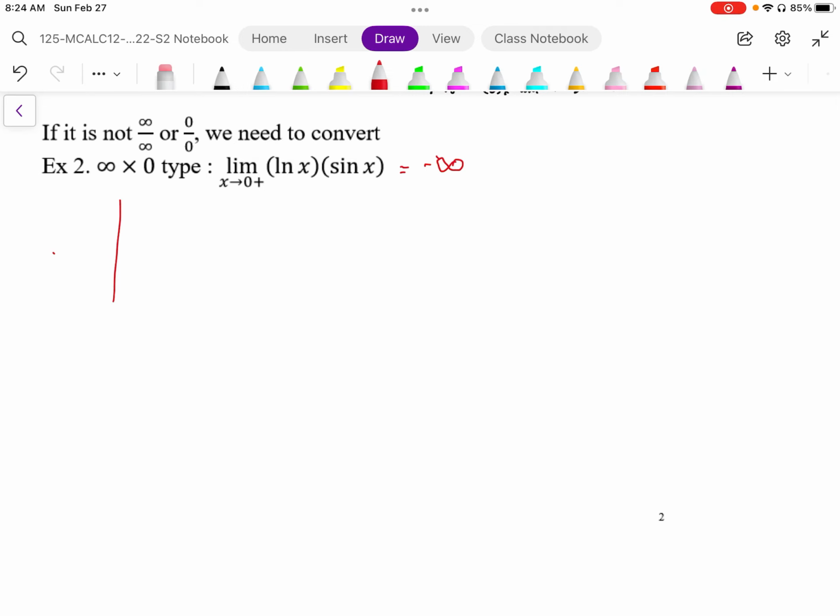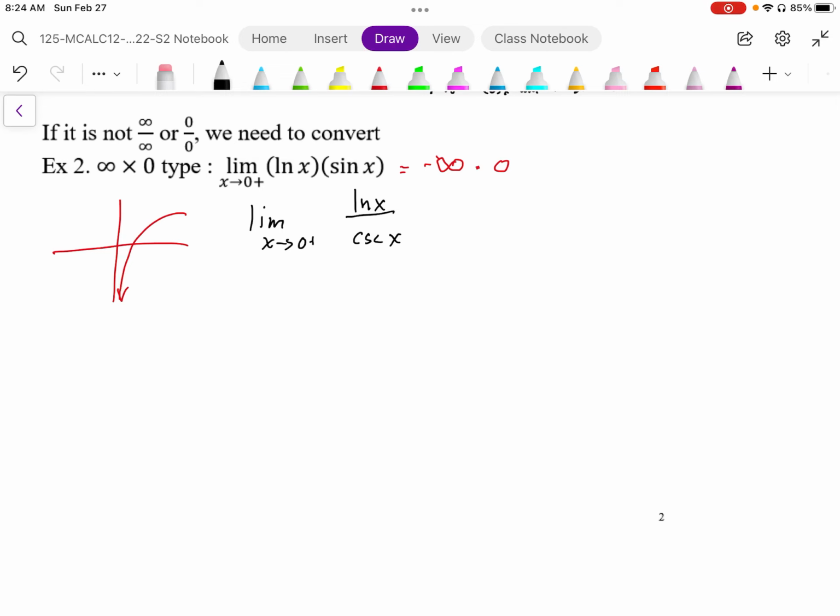And again, if we want to look at what that looks like, we have a log function going to negative infinity, and sine of 0 is 0. So this is one of the indeterminate forms, but we have to convert it into a ratio of infinity over infinity or 0 over 0. This is fairly easy to do. We just put one of these in the denominator, whichever one's going to be a little bit easier. So I'm going to put the sine into the denominator. I'm going to write this as log x over cosecant x.